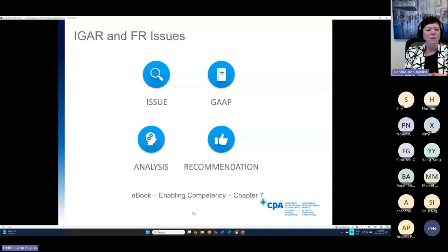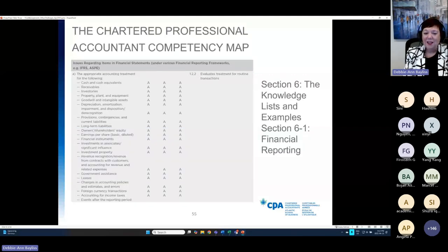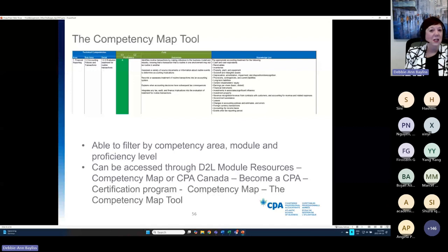Some of these discussion frameworks help with being clear and concise, and also help with saving time. So the IGAR: make sure that you're looking at the competency map when it comes to your financial reporting issues, because if you notice, I've got them here and I see a lot of A's, which means I need to know them and I need to know them well. If you haven't, please make sure that you use the competency map Excel spreadsheet and sort it.